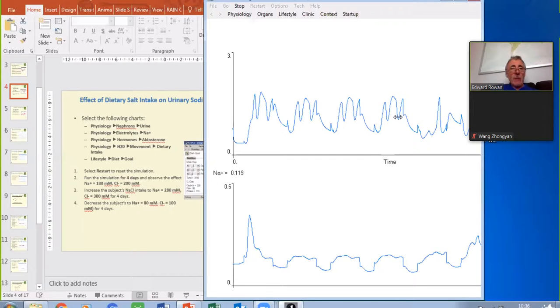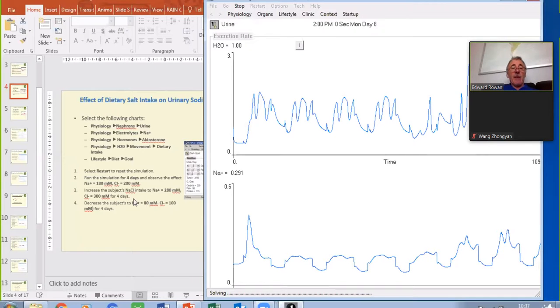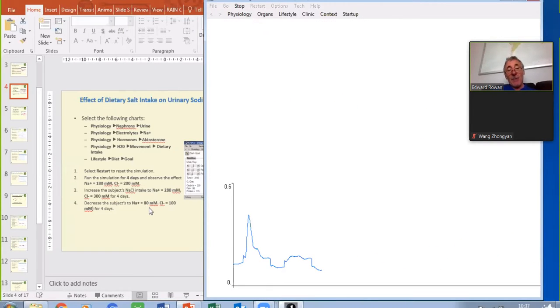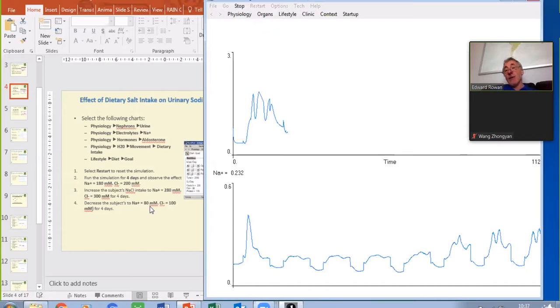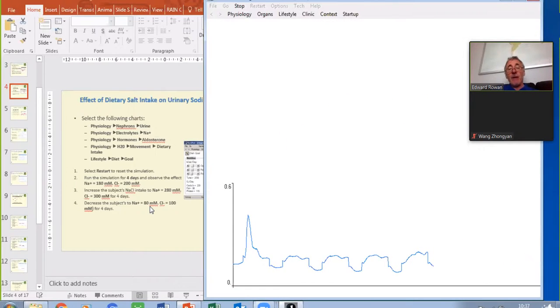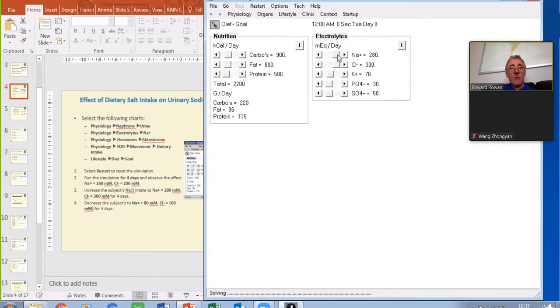Okay, and then we'll reduce the sodium concentration to 80 millimolar. If you were interested in doing the maths, you could work out how many grams of sodium that's likely to be in your diet, and you could then look at that and think, I wonder how much sodium I'm taking in my diet. Okay, let me get back to this one. So I'm going to get down to 80 millimolar and 100 of the chloride. Okay, and then let's go back to this.